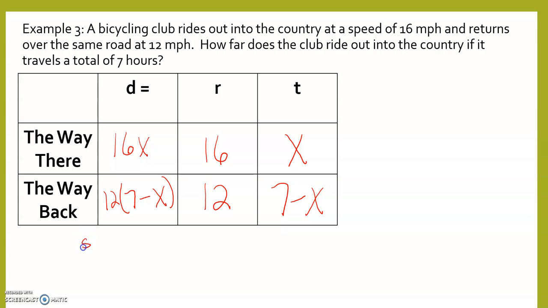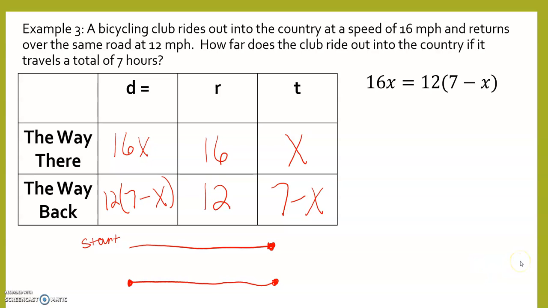And this is where they start and ride to here. And then they turn around and ride back. What can you tell me about those distances? Those distances are the same. So we're going to take our distances from our chart and set them equal to each other. 16x equals 12 times 7 minus x.